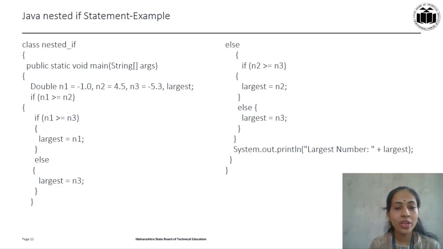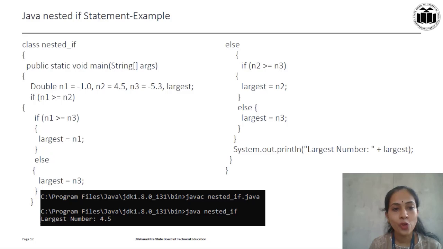So here I have declared 3 variables and assigned values to those 3 variables, and I have declared one more, that is largest. And here I have checked the condition n1 is greater than or equal to n2, and inside this I have again checked the condition n1 is greater than or equal to n3. Means this condition should be true and this condition should be true. Then only these blocks get executed. So here largest number is 4.5 as n1 and n3 are negative.